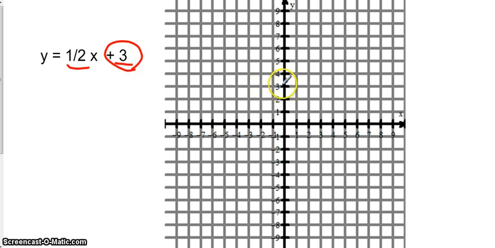So I'm going to go to 3 on the y-axis, and I'm going to put a point, and then I'm going to use my slope to get some more points on my line. Now remember, slope is defined as rise over run, so this is how many units I will rise, and this is how many units I will run. So I'm going to rise 1, and I'm going to run 2.